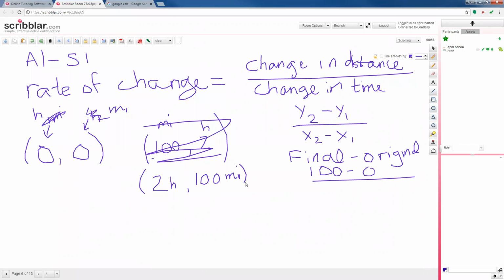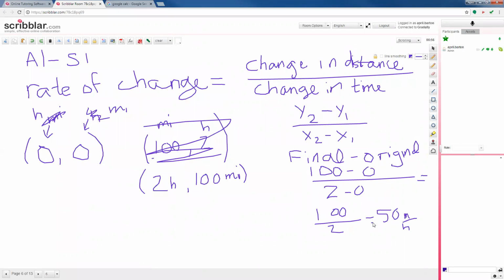To find the change in time, you do the same thing. You do subtraction, 2 minus 0. So that would give us 100 over 2, and then you actually do the division to get 50 miles per hour. So we're actually finding some sort of rate. That's why it's called rate of change.